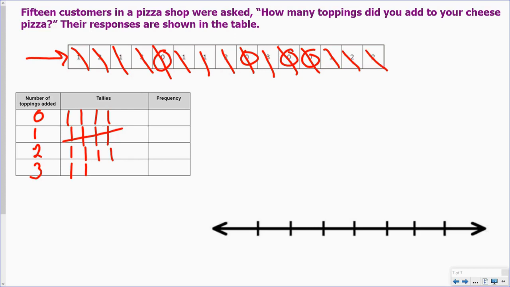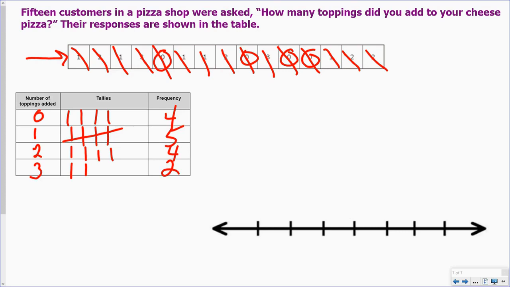So here's my frequency table, and for 0, I have 4. For 1 topping added, I have 5. For 2, again, I have 4, and then for 3, I have 2.